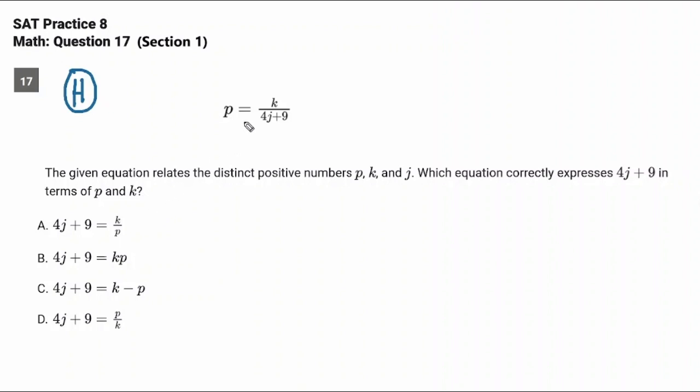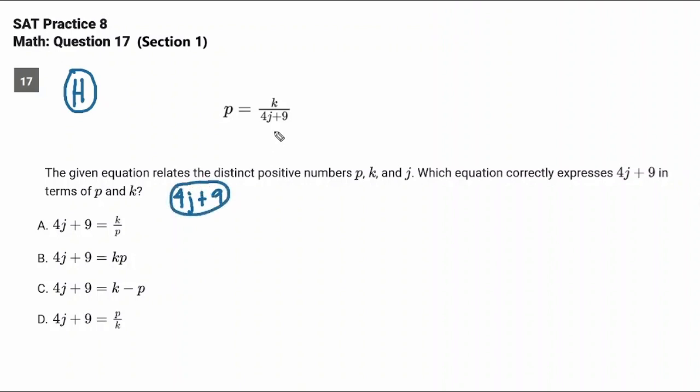The given equation relates the distinct positive numbers p, k, and j, which equation correctly expresses 4j plus 9 in terms of p and k. In your mind, I want you to cross off in terms of p and k. It's useless information. You're looking for 4j plus 9. So write it down and circle it.